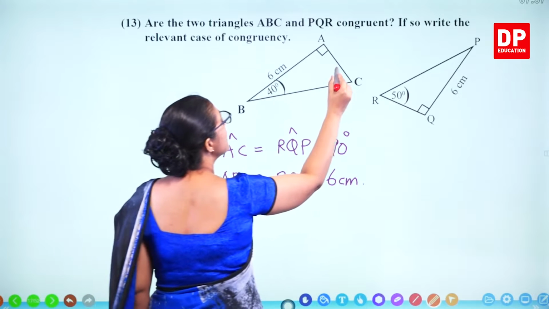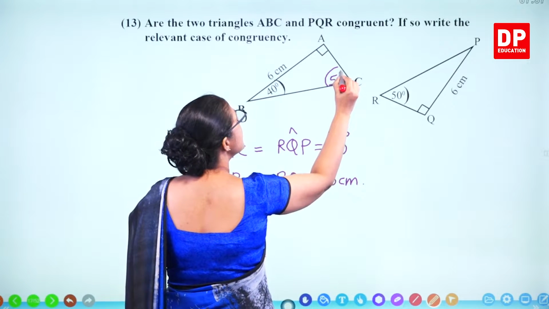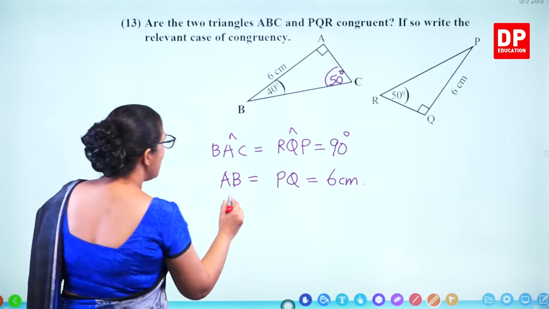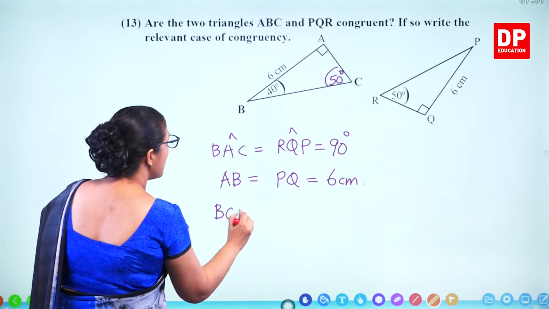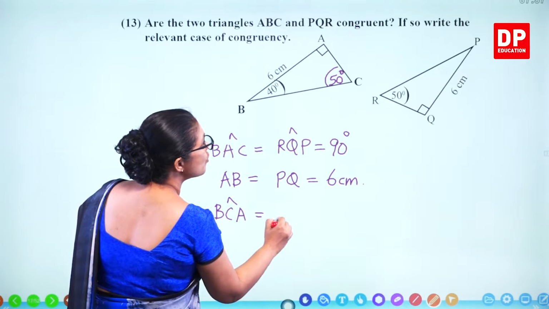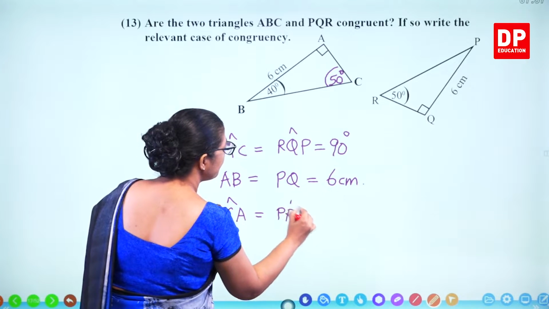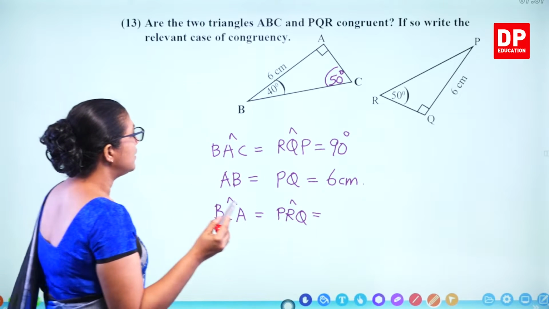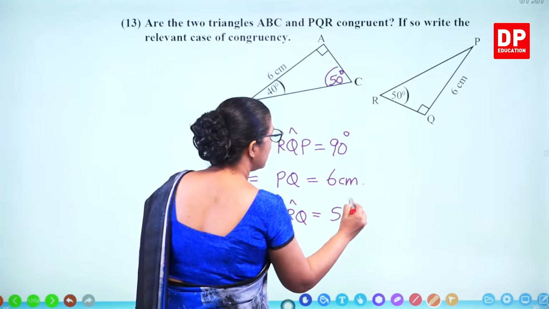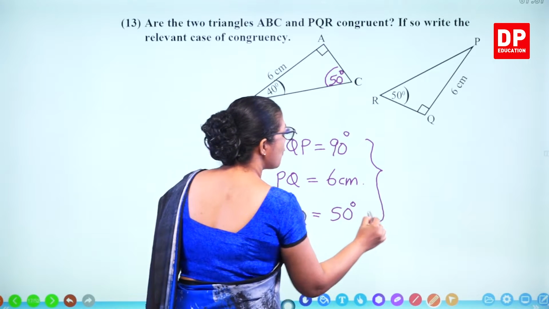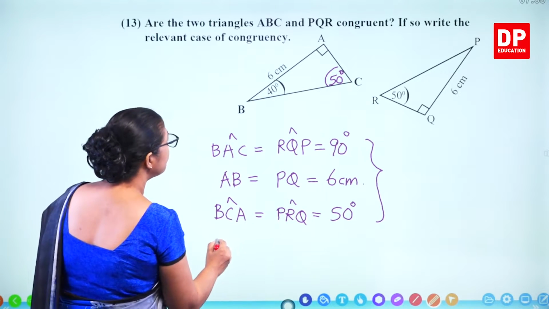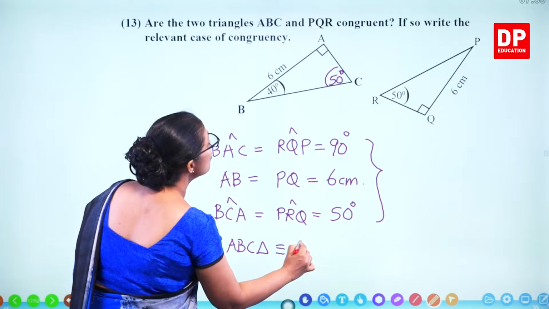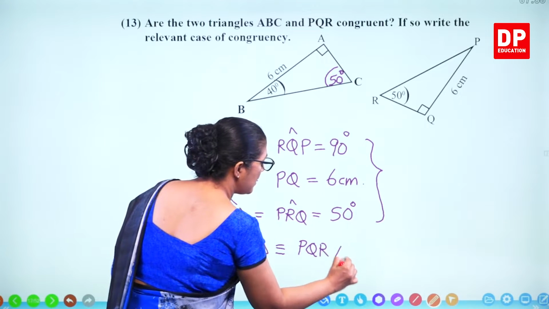And also, now look at this one. This is 40. So what is this angle? This is 50 degrees. 90 minus 40. So now you can see BCA angle is equal to PRQ angle. That's opposite to 6 centimeter length. So both are equal. So that means these two triangles are congruent. You can say ABC triangle is congruent to PQR triangle.